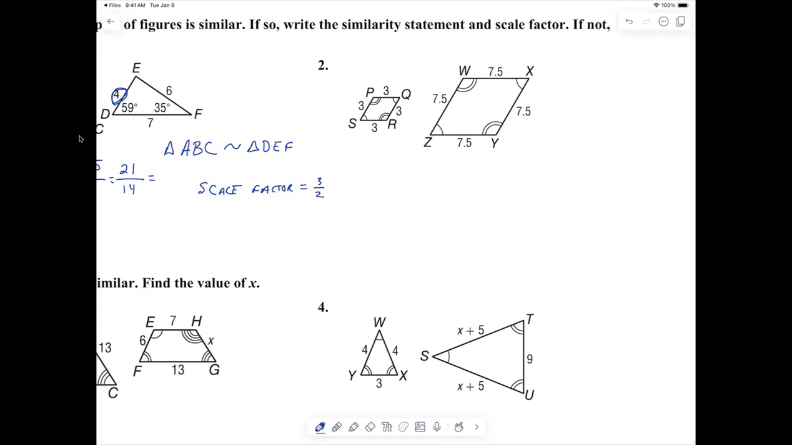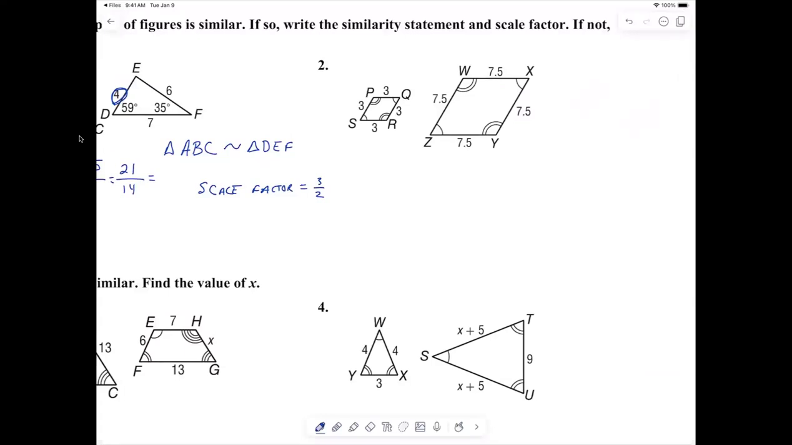What is that shape called? Nope. Well, I mean, it is a parallelogram, but it's a rhombus. Thank you. You should know that is a rhombus. All right. Now, are the angles congruent? Are the sides proportional? Therefore, it is similar, right?